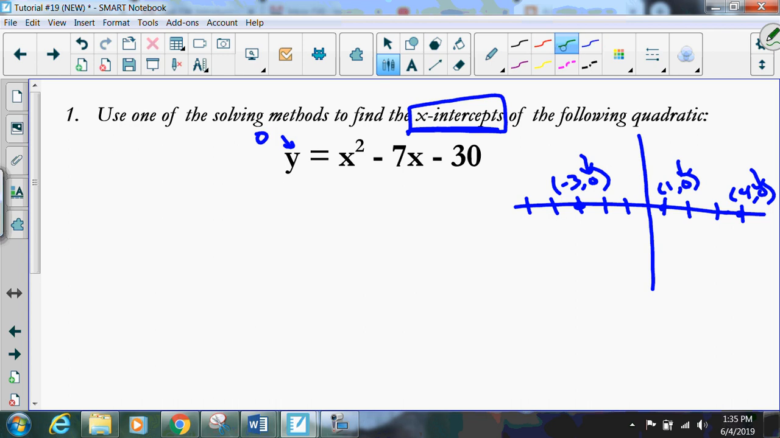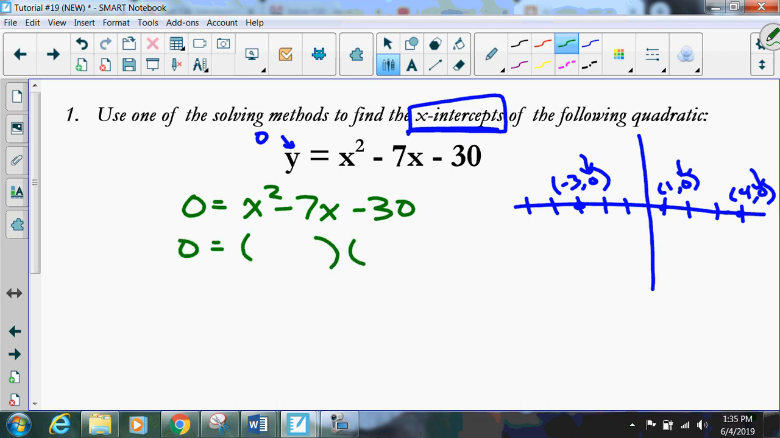So here we go. We're going to set it equal to 0, and then we're going to realize when we solve for x, we're going to find where our x-intercepts are. And so we recognize we have a quadratic, and it's a trinomial, and so we're going to set up our two parentheses, and we'll factor. We'll think of two numbers that multiply to equal negative 30 and add to equal negative 7.